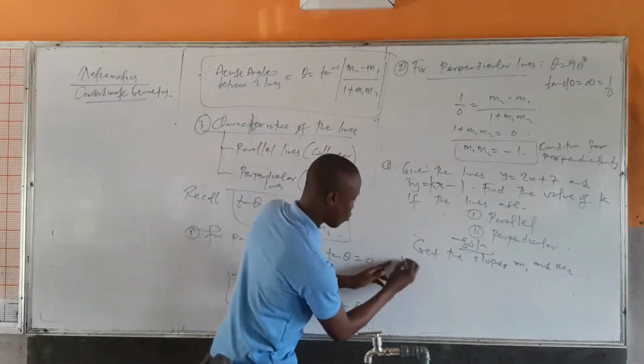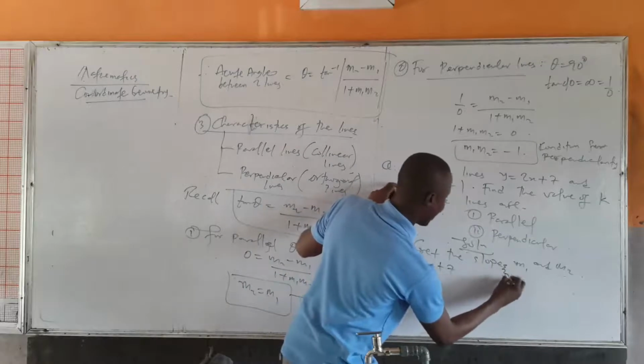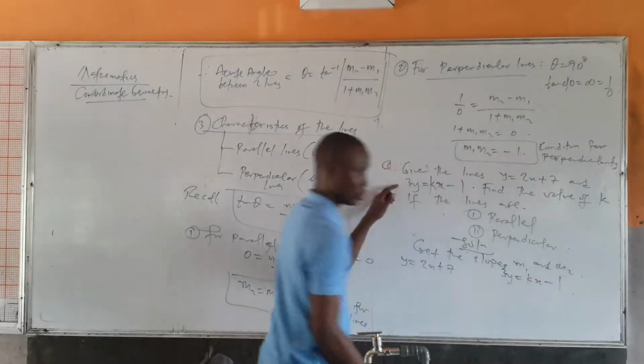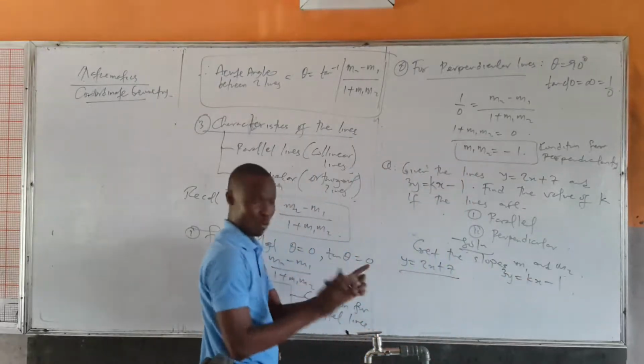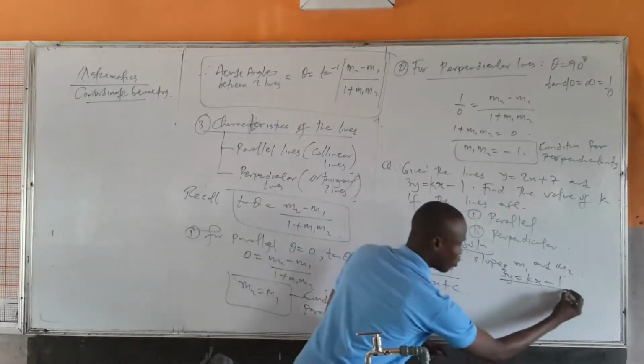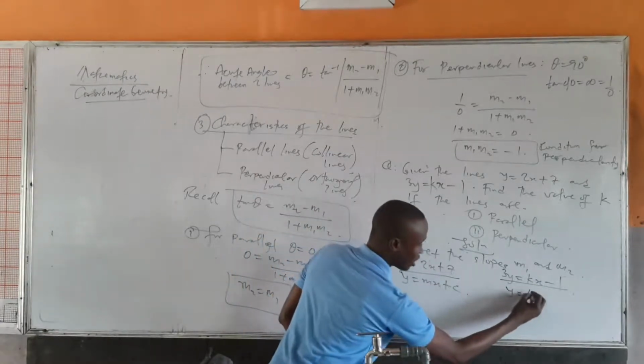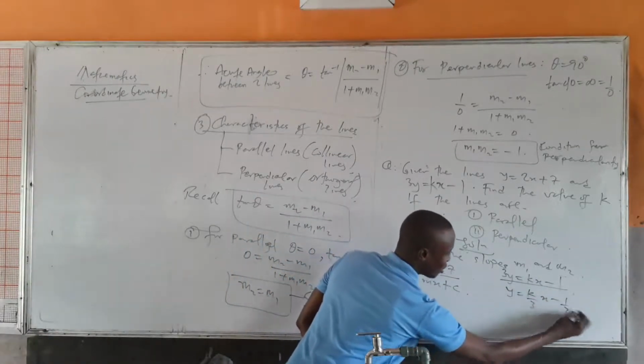So for the first line, I have y equal to 2x plus 7. For the second line, I have 3y equal to kx minus 1. So this one is already conformed to y equal to mx plus c. But this is not conformed yet. I'll make y the subject of formula here by dividing through by 3. And that means y equals to what? k over 3 x minus 1 over 3.